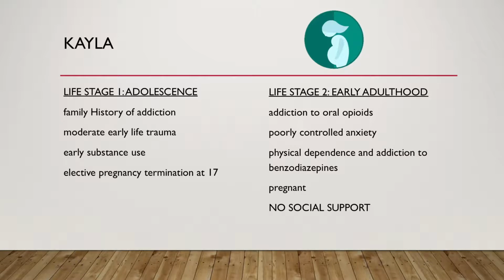In adolescence, this is a patient who had a family history of addiction. And this is going to be really common to the vast majority of patients who end up with a substance use disorder in your clinic. Some moderate early life trauma, meaning that she had a sexual assault when she was in early high school. She had a verbally abusive and sometimes physically abusive stepfather, but not severe. So she would be on the moderate to higher scale for the adverse childhood events.